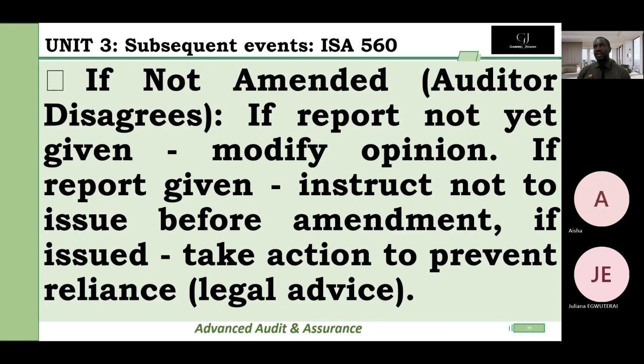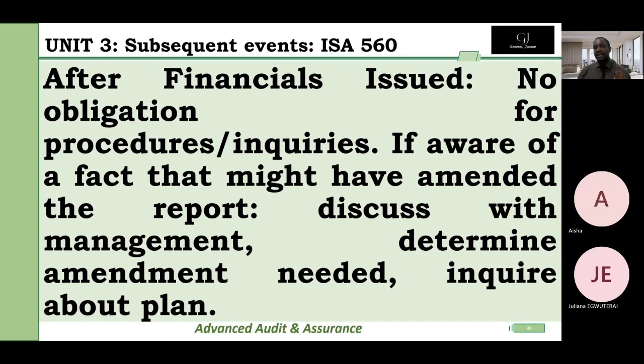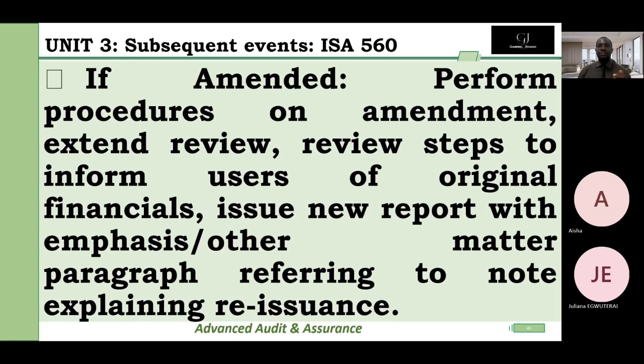So the essence is to ensure that proper professional due care is exercised during the work. You need to be careful in providing an opinion when you know an issue may impact the financial statements and it has not been amended by management. So after the financial statements have been issued, looking at those adjusting events, no obligation for procedures or inquiries is necessary. If you are aware of the fact that there might be an amendment in the report, discuss freely with management, determine the amendment needed, and inquire about their plan to execute it.